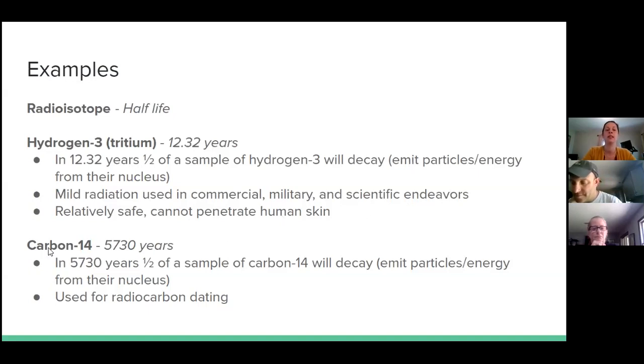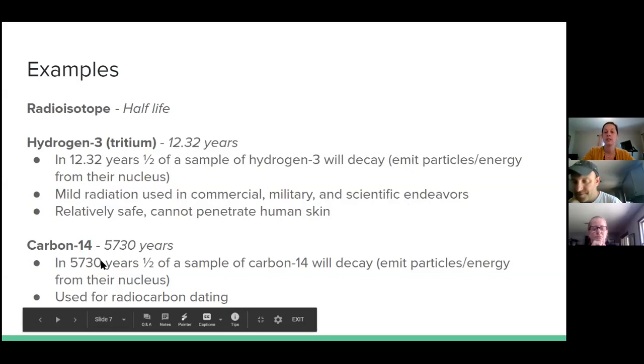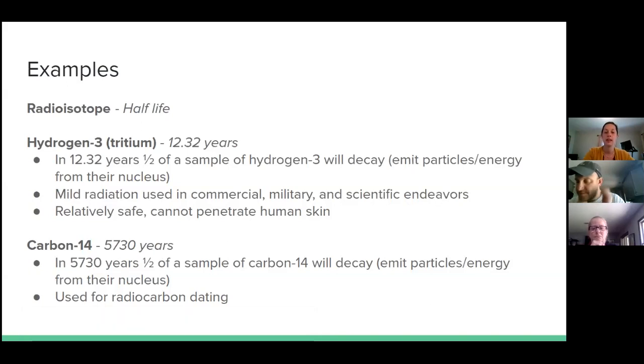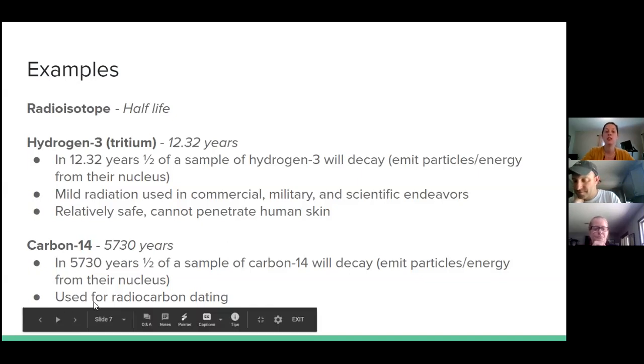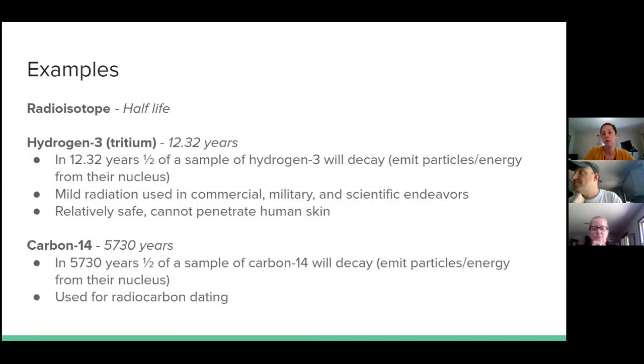Another isotope that is used is carbon-14. Its half-life is 5,730 years. So in 5,730 years, half of the sample will decay. Another 5,730 years goes by, again half of that remaining sample decays, and it continues to cut in half each time. And this is used for radiocarbon dating. So for fossils of a certain age, we can use carbon-14 dating to identify how old those fossils are.